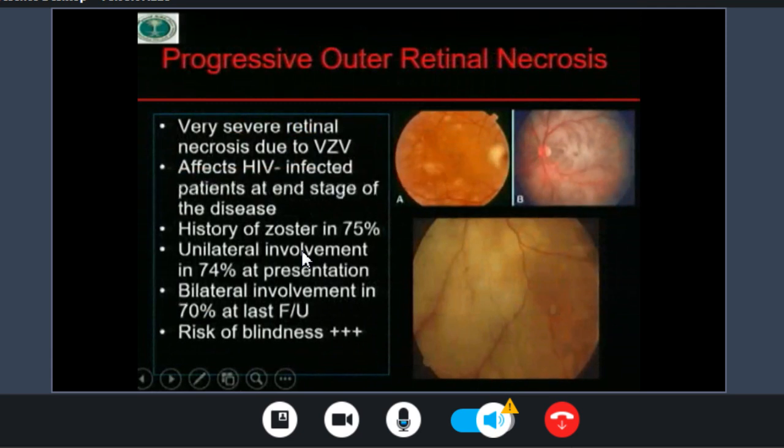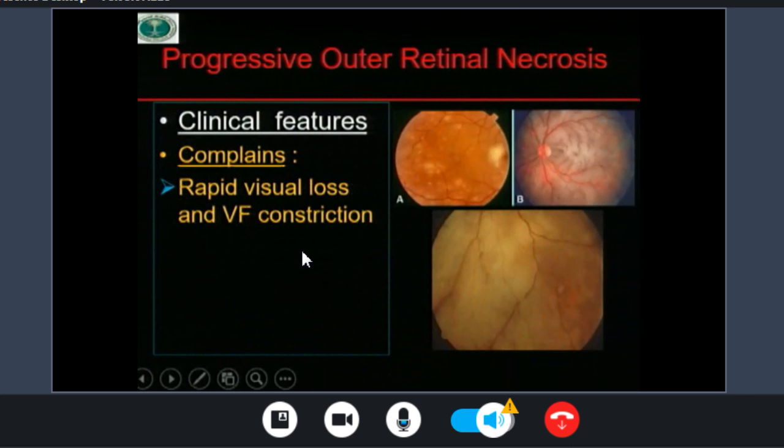Progressive outer retinal necrosis. This is a very severe retinal necrosis, secondary to herpes zoster virus, and affects HIV-infected patients. There is a history of zoster in 75% of these patients, and unilateral involvement in 40% at presentation, which could extend to bilateral in 70% at least in the long follow-ups. The risk of blindness is high in these patients. It is usually associated with rapid visual loss and visual field constriction.